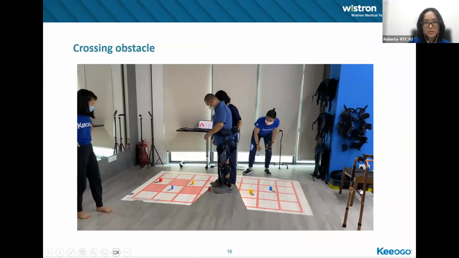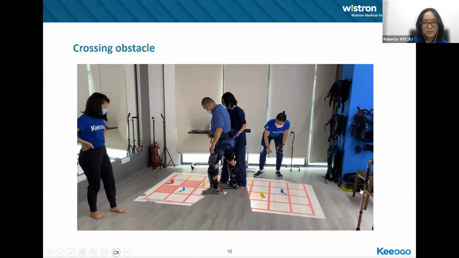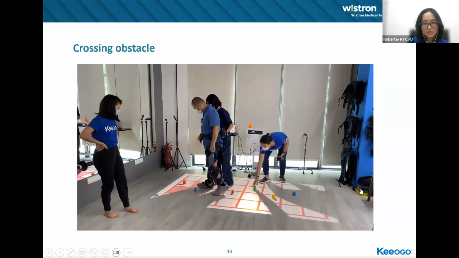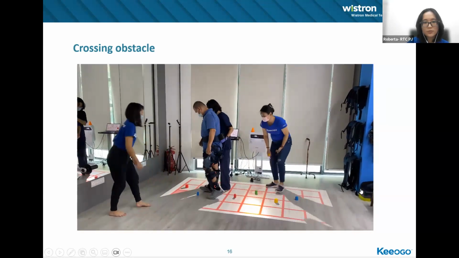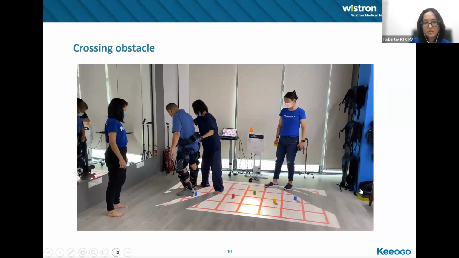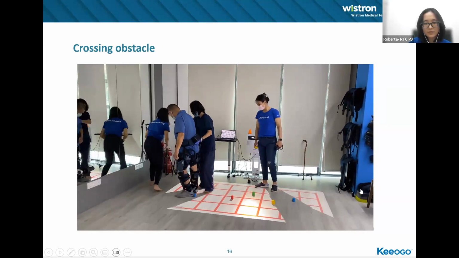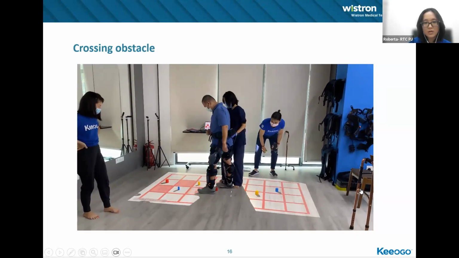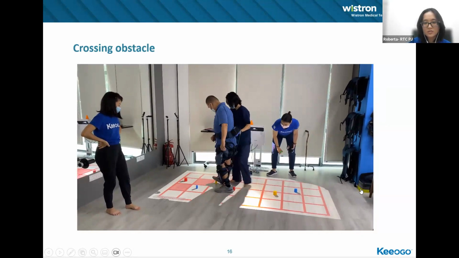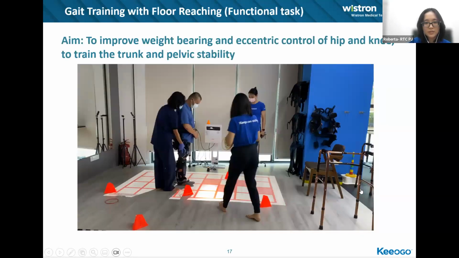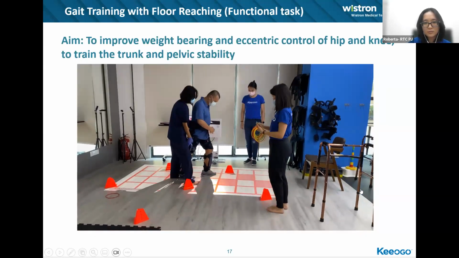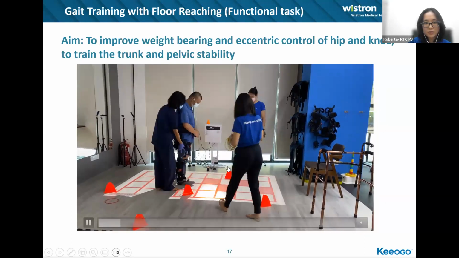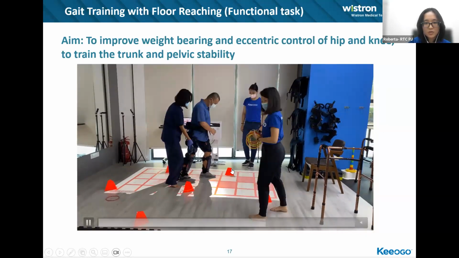So we are also using Keeogo to train them crossing obstacles to improve their gait and stability. This is a one-level-up challenge exercise for them. And reaching down. So basically we are asking the patient to reach down to the cone and put the ring on the cone.